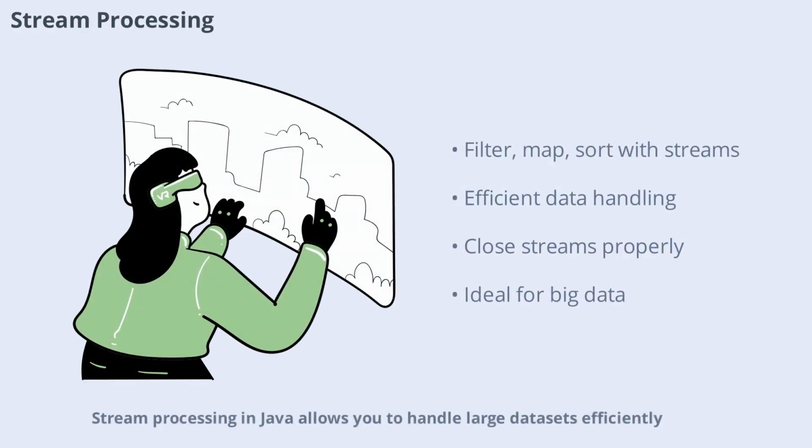Stream processing in Java allows you to handle large datasets efficiently. Use streams to filter, map, and sort data with concise syntax. Always close streams properly to release resources. Stream processing is ideal for handling big data and complex transformations in modern Java applications.